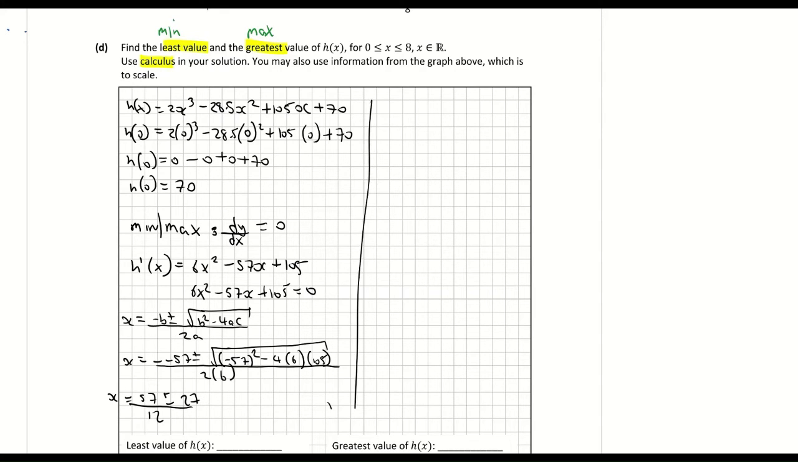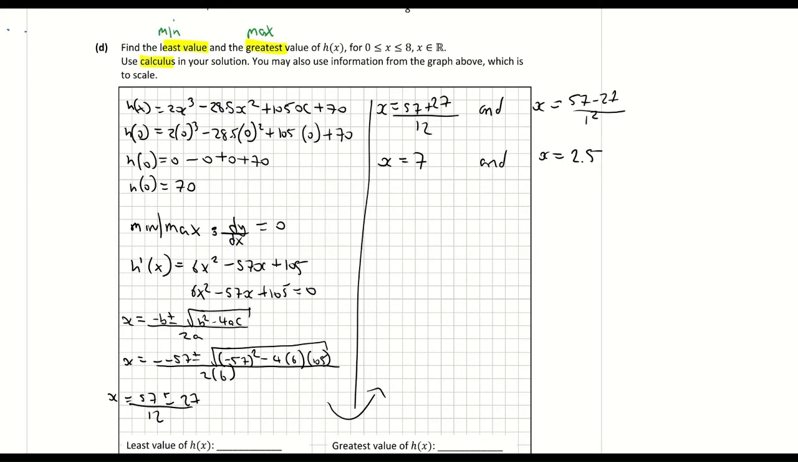I'm just going to bring it up here because I'm running out of space. I need to do them both out for the plus and minus value. So x is equal to 57 plus 27 over 12, and x is equal to 57 minus 27 over 12. That's giving me two values. x is equal to 2.5 and x is equal to 7. Sorry, I've got them the wrong way around there. This one is 7 on my calculator and the other one should be 2.5. So there are my two values for x.